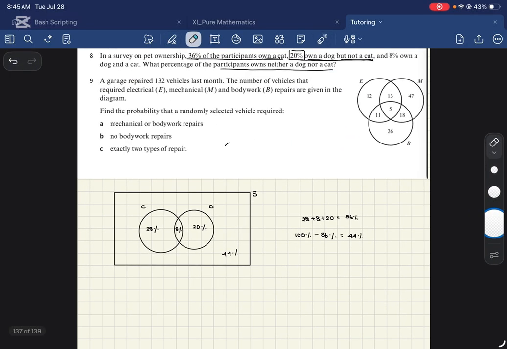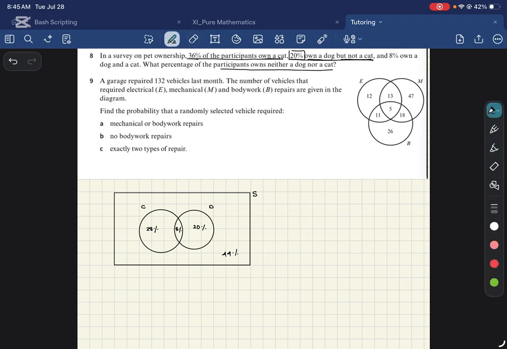You have to subtract 56 from 100. So your solution is 44%.